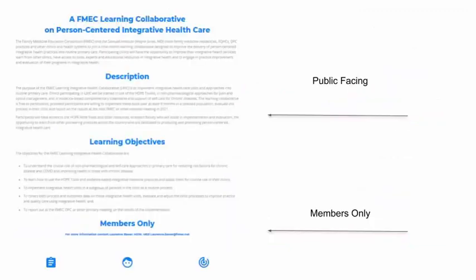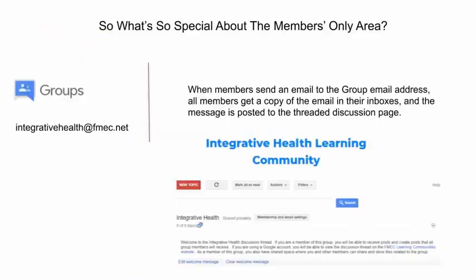When visitors go to one of the learning community pages, they will see two areas: a public-facing side and a members-only side. As you can see, there's information about the learning community for visitors who are coming by. It's an opportunity for them to learn what the objectives are, what the community is about. But there's also a members-only page, and in order to use these areas, you will have to log in with a Google account. We'll discuss that a little more in just a moment.